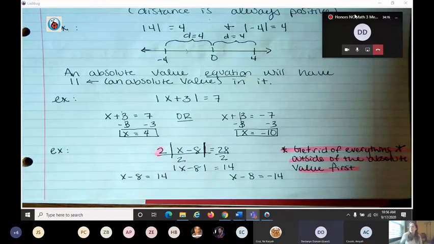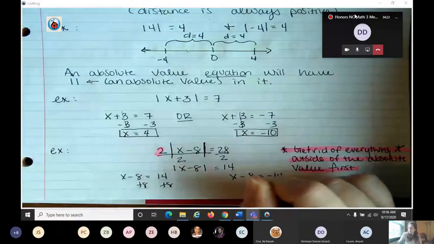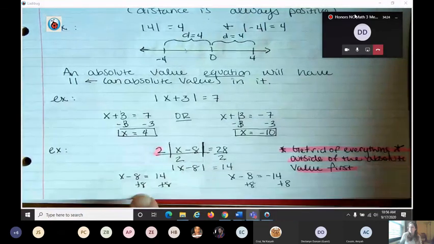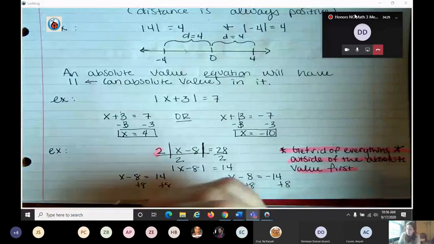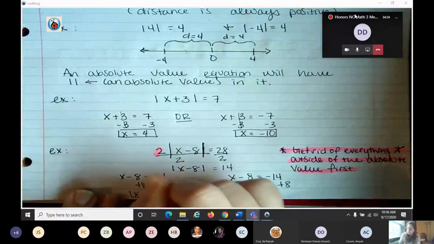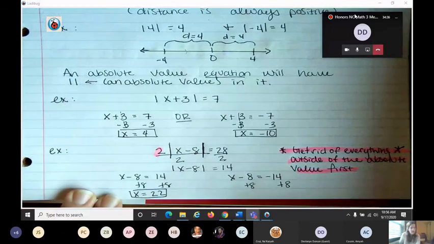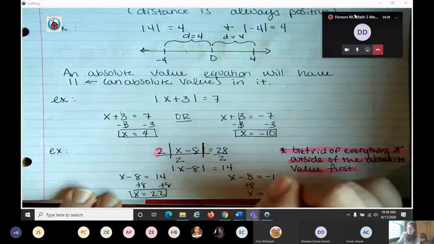Okay, now to solve each of these, I need to add 8 to both sides. And I have to do this with both of my equations. My equations are very similar, okay? And so I'm going to add 8 to 14, and this should give me that x is 22. And that's my first solution. And when I add negative 14 and positive 8, I should get that x is -6.